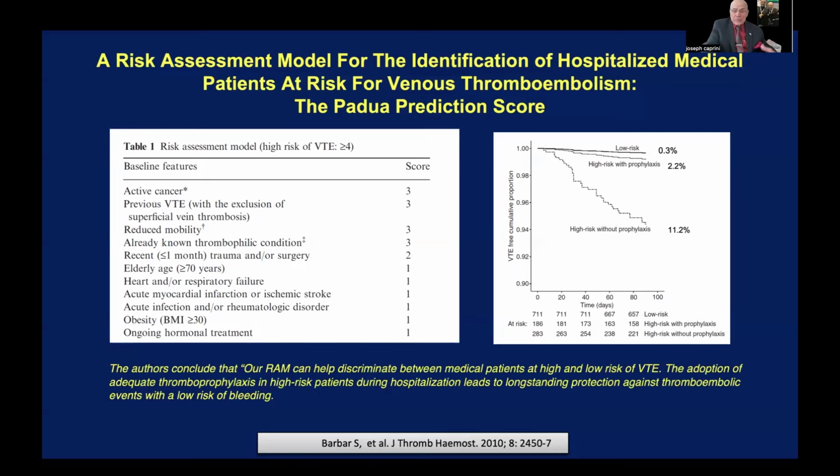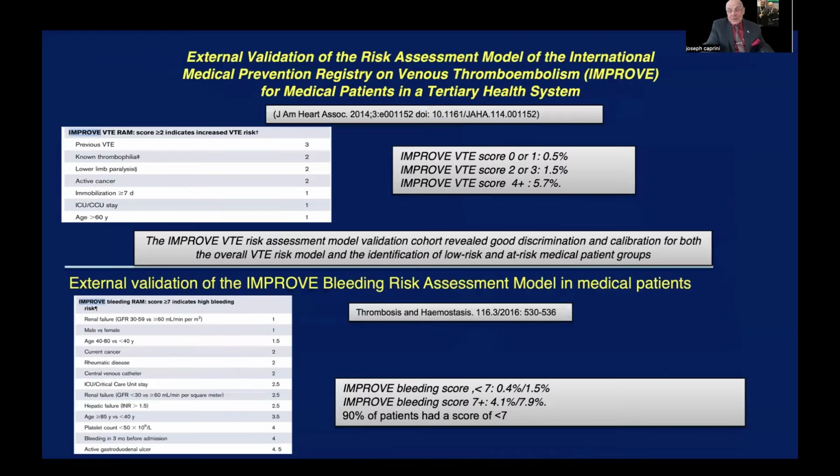So very, very good discriminator in medical patients for high and low risk of thrombosis. And this has been used many places throughout the world. You can't always collect all the 30 factors, so you have to be mindful of that. Another score, which is very popular, is the IMPROVE score with or without the D-dimer addition.